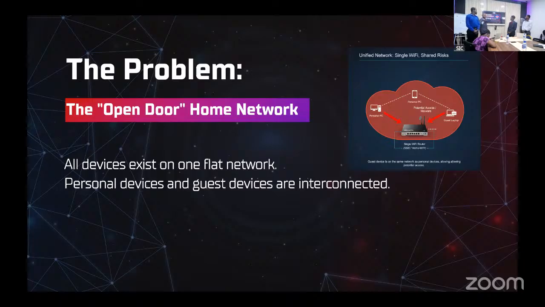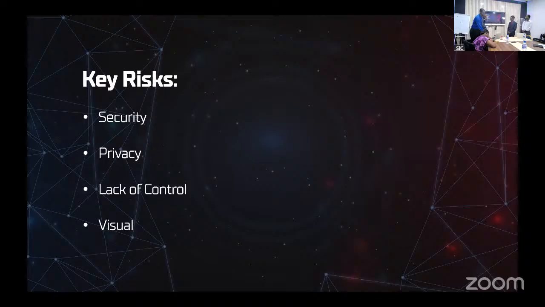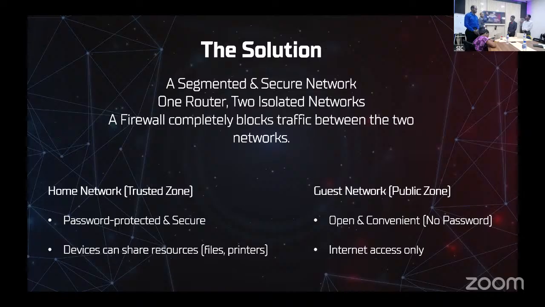So the initial problem is that there was an open-door home network, so people who come to use the business center also interfere with what he's doing privately. The home network, personal devices and guest devices are interconnected, causing breaches and interruption, and it can also cause network delay. It's very risky: security challenges, privacy intrusion, lack of control, and also individual issues. So we now come up with the solution. And what's the solution?